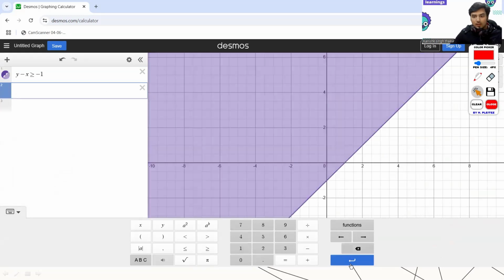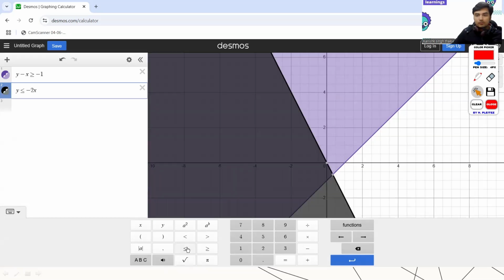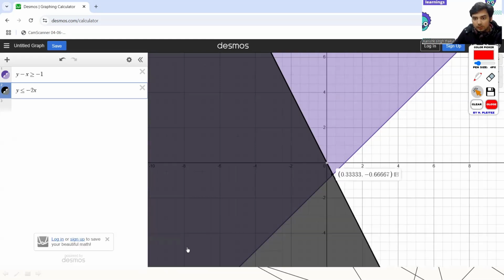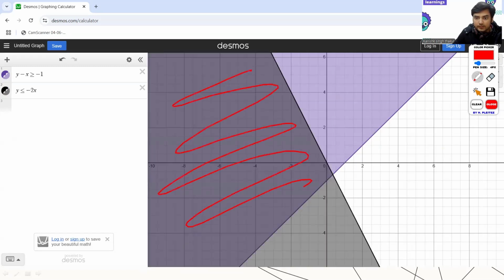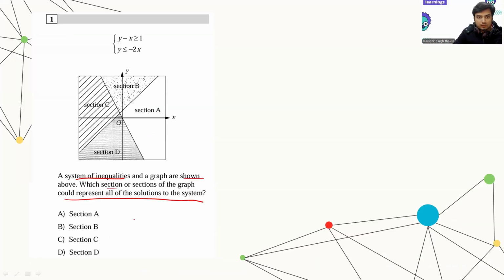The second one is y less than or equal to minus 2x. So which one is it representing? This thing right here. So this is your solution. 0.3 comma minus 0.667, and then you have 0 comma 0. All these are solutions. This area is representing your solution. Okay. Why? Because this both should include. So what is it? C.